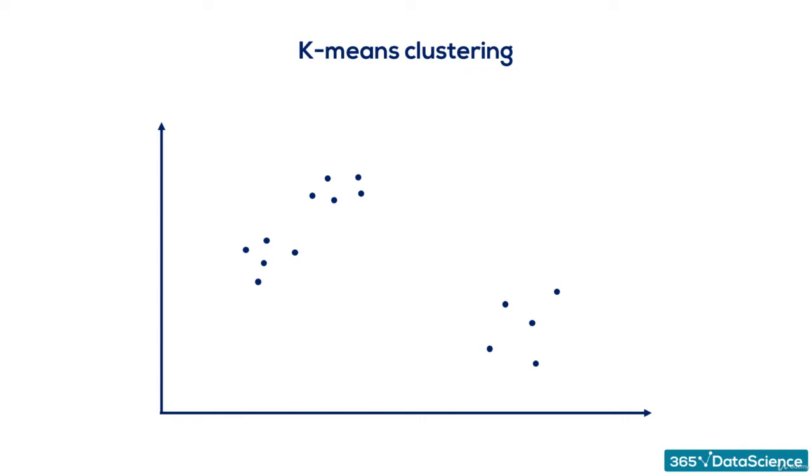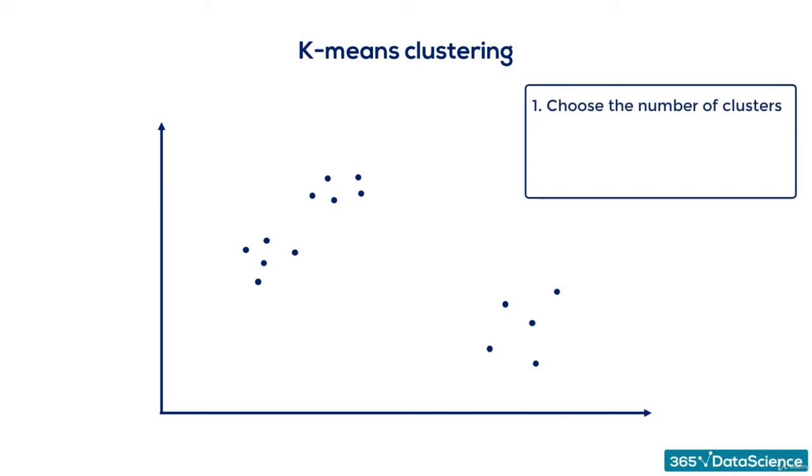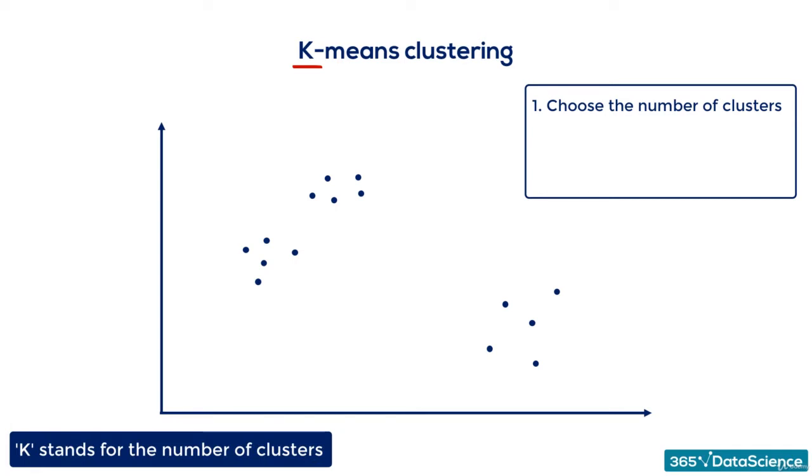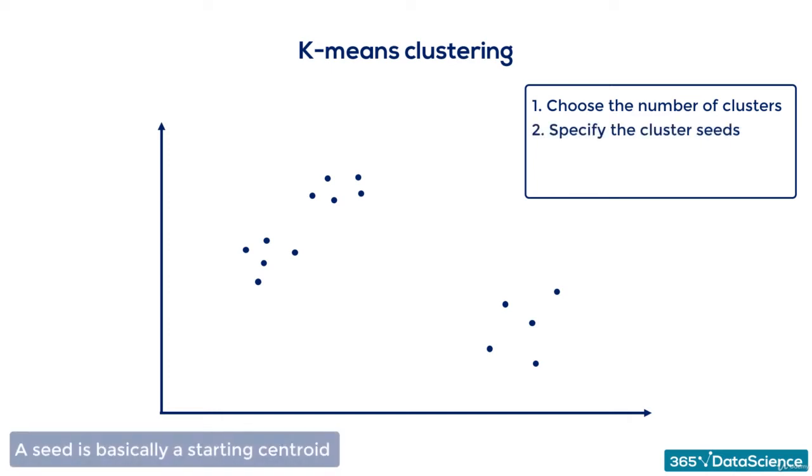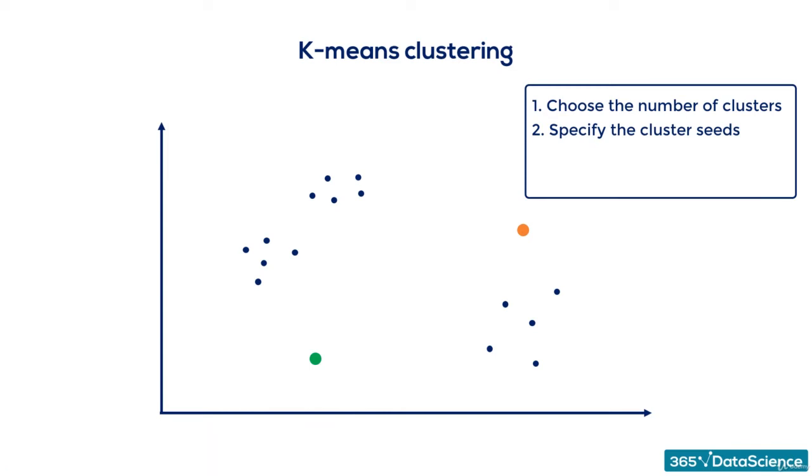First, we must choose how many clusters we'd like to have. That's where this method gets its name from. K stands for the number of clusters we are trying to identify. I'll start with 2 clusters. The next step is to specify the cluster seeds. A seed is basically a starting centroid. It is chosen at random or is specified by the data scientist based on prior knowledge about the data. One of the clusters will be the green cluster, the other one the orange cluster, and these are the seeds.